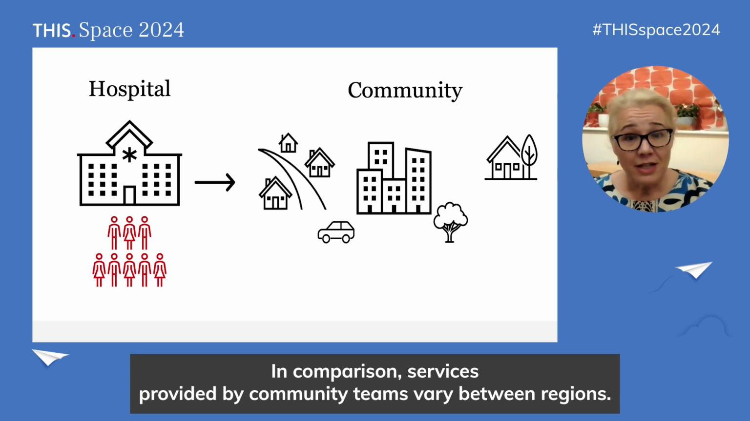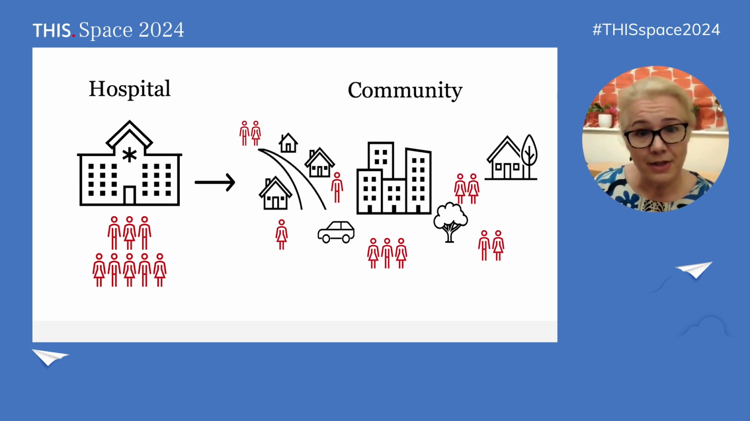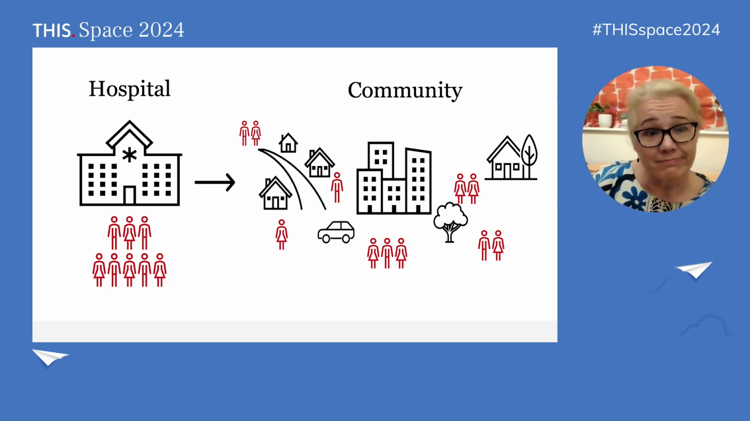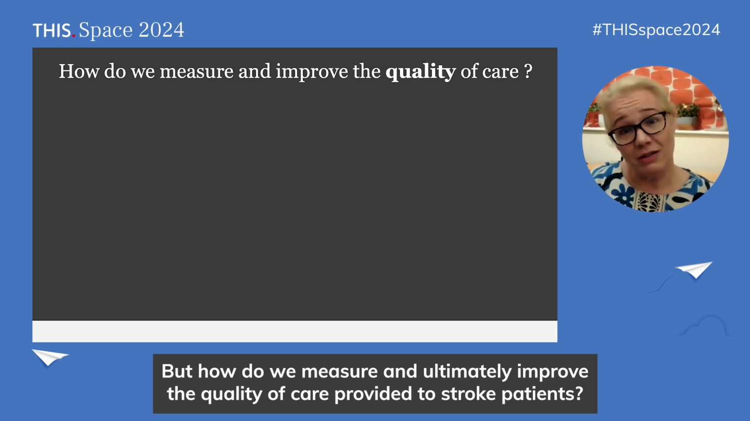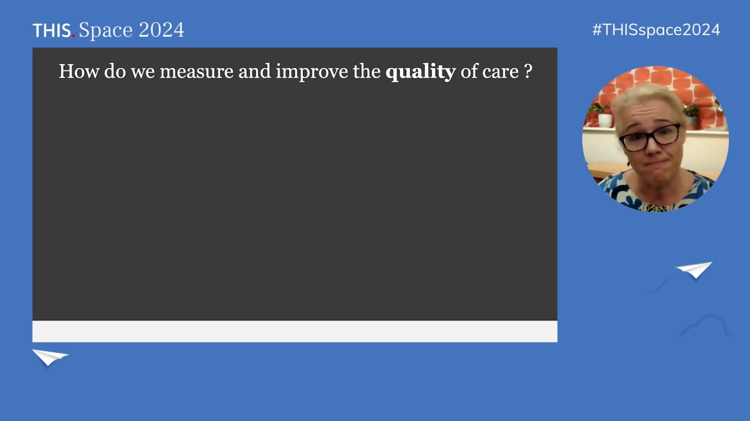In comparison, services provided by community teams vary between regions. As you can imagine, there are differences in populations and the environments that teams work in. Teams also vary in terms of their size, their skill mix, and therefore the services they can offer. But how do we measure and ultimately improve the quality of care provided to stroke patients?